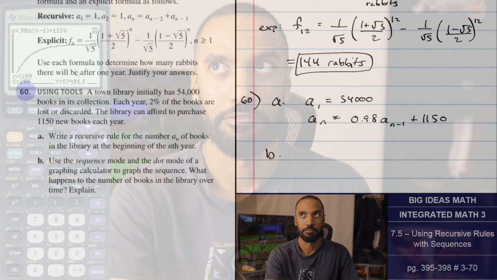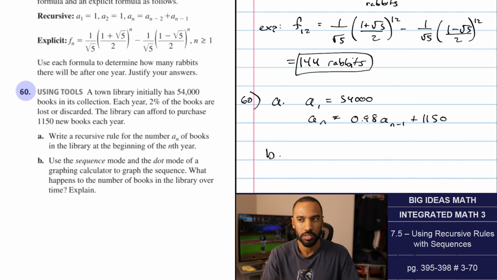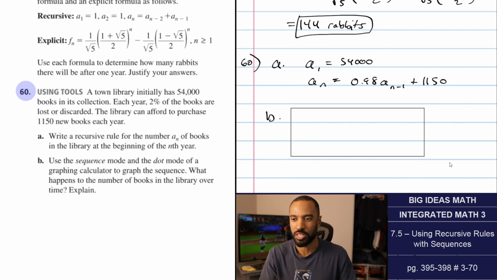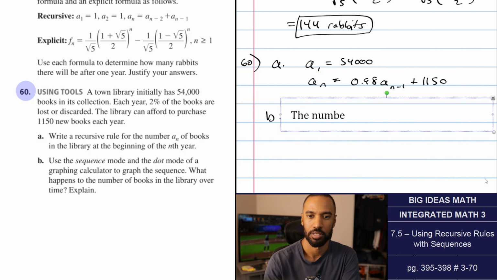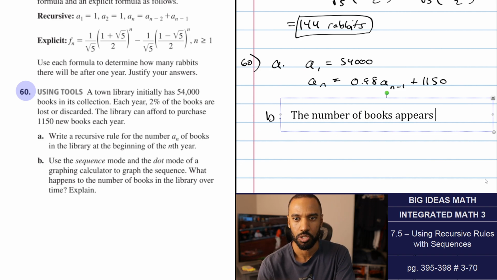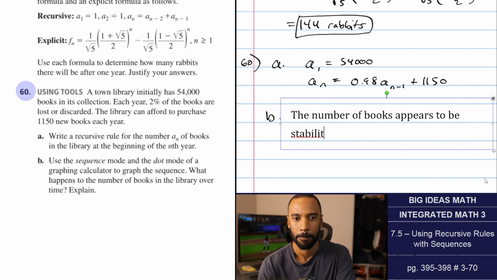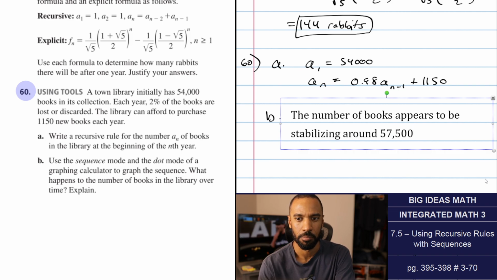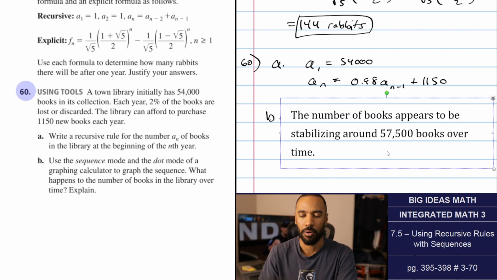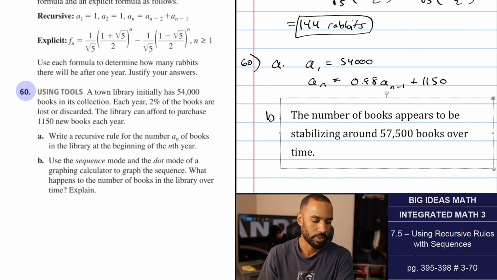57.4. Maybe it's getting close to 57,500 because it just seems to flatten out more and more over time. And that number is bigger. I'm going to say it's getting around 57,500 books. So the number is stabilizing. The number of books appears to be stabilizing around 57,500 books over time. Now I will copy paste that graph thing with this as well.